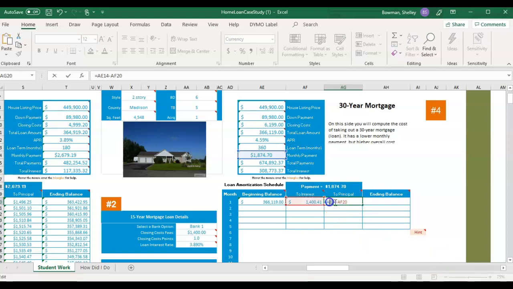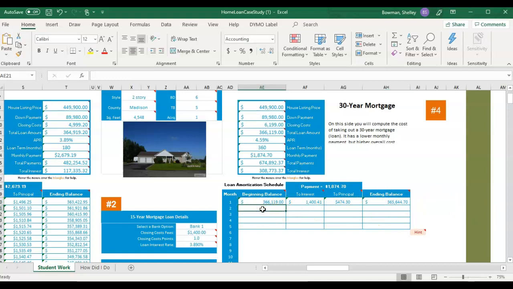And again, this right here, just like before, I want this absolute cell referenced. So function F4 or F4 or whatever your computer is, and so that it will absolute cell reference the payment here. Again, for the ending balance, we will take our beginning balance and subtract what came off of the principal, and you'll notice it was a lot less than that came off on the 15-year mortgage.